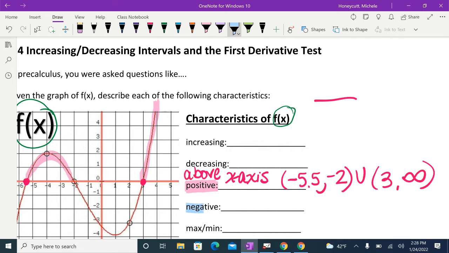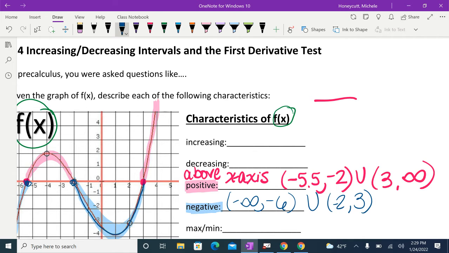Likewise, if I were asked for the negative intervals of this graph, I would look at the graph to see where it would be below the x-axis, where all the y values are negative. And I would have said, okay, it looks like it starts from x equals negative infinity, so from negative infinity until x equals about negative 6. And then f of x is also negative from negative 2 until positive 3. And that's how you would have answered the questions in pre-calculus.